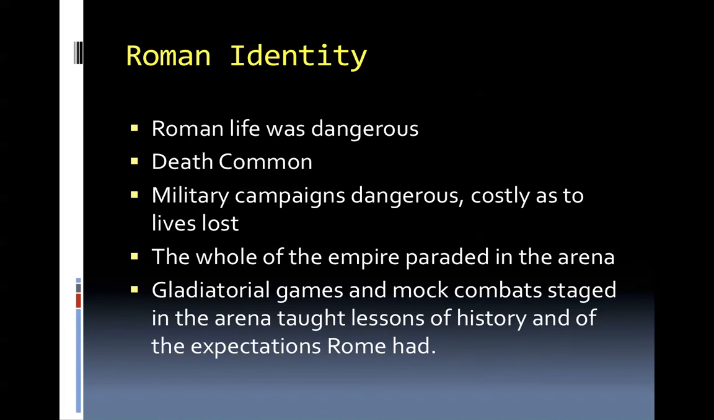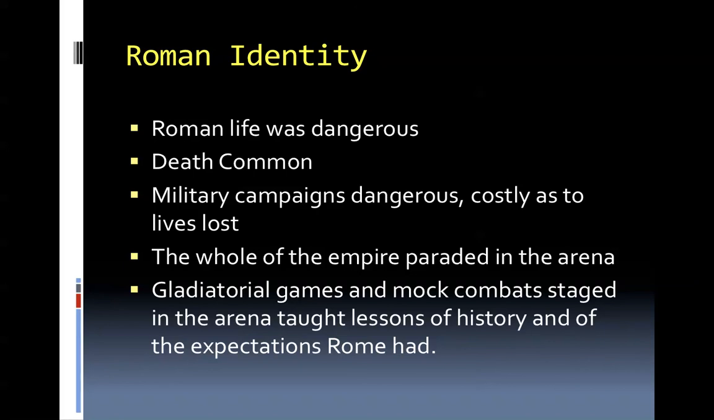So how do these relate to Roman identity? We had an earlier video, I hope that you've had a chance to look at, that talks a little bit about this as well. But Roman life was dangerous. Death was common. Hopkins talks about this. Death is very common. Life can be short. Life can be hard. Military campaigns are dangerous. They're costly in terms of lives.